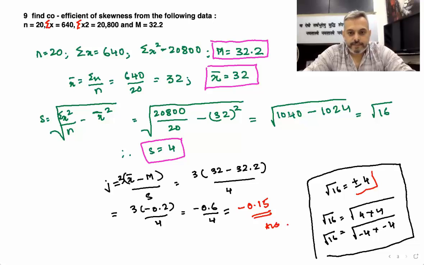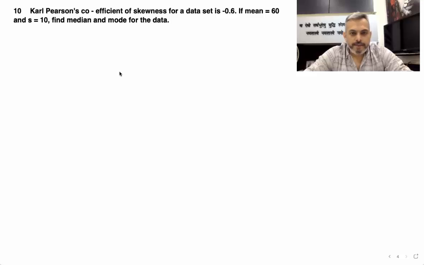Okay. Question number 10. Please try. Now, the Karl Pearson coefficient of skewness for a data is minus 0.6. Mean is equal to 60 and standard deviation is equal to 10. Find the median and the mode for the data.